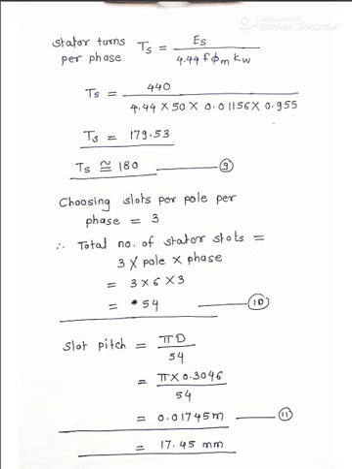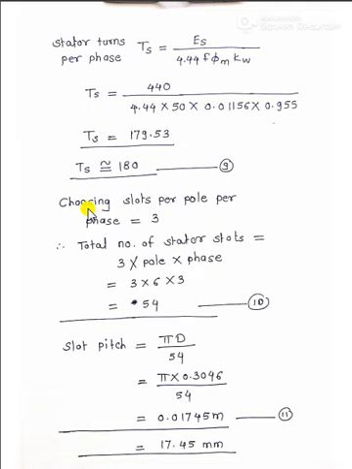Then next, stator turns per phase TS. TS is equal to ES upon 4.44 f phi m kW. Substitute here, ES is nothing but the voltage, 440 volt, divided by 4.44, frequency 50 Hz, phi m already calculated 0.01156, and kW as the winding factor 0.955. By solving this equation, we get TS is equal to 179.53. These are the stator turns per phase, so approximately we take it as 180. Call this equation number 9.